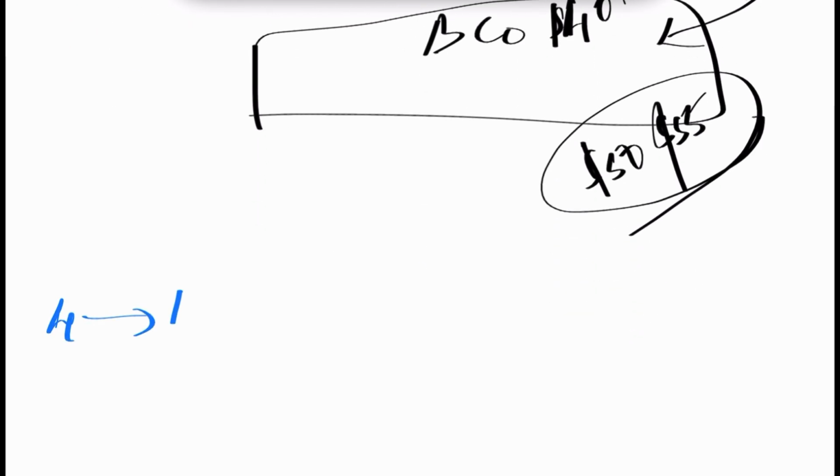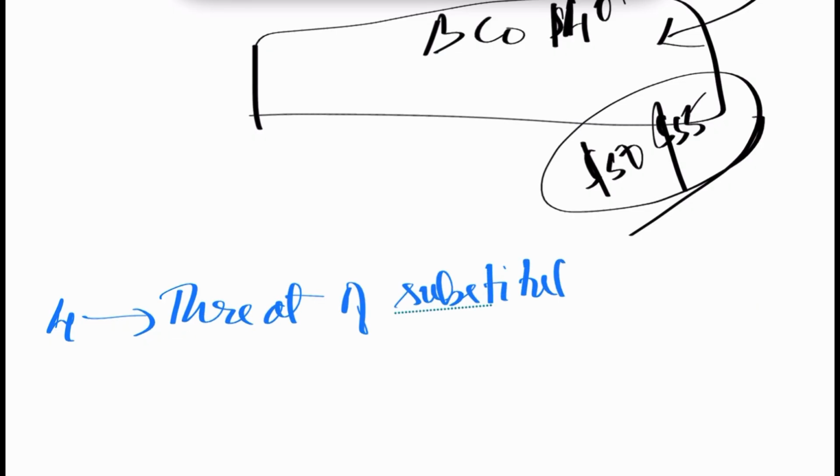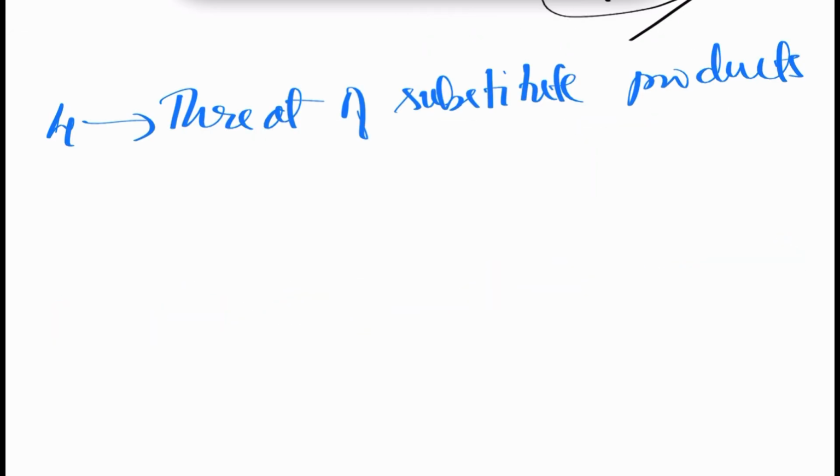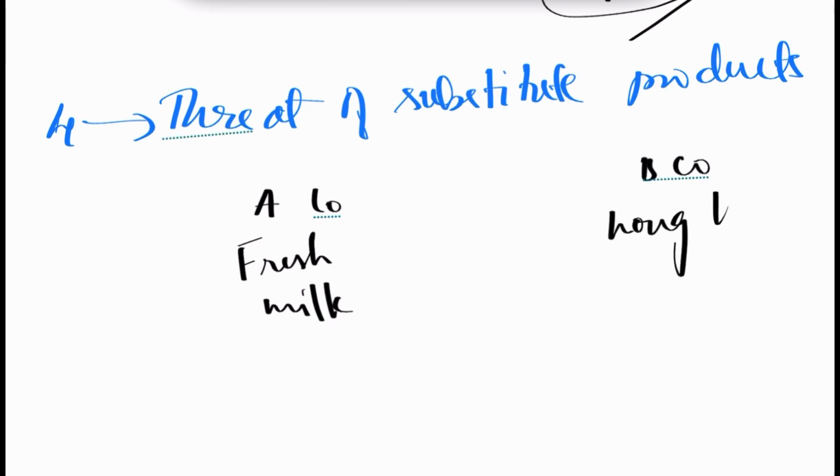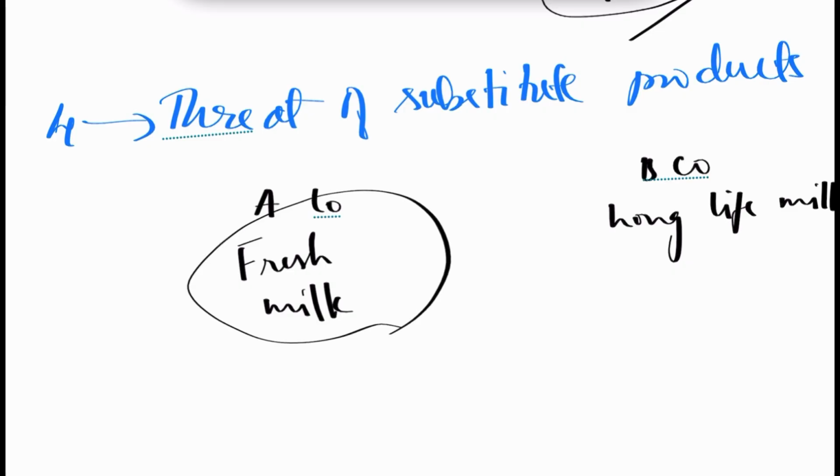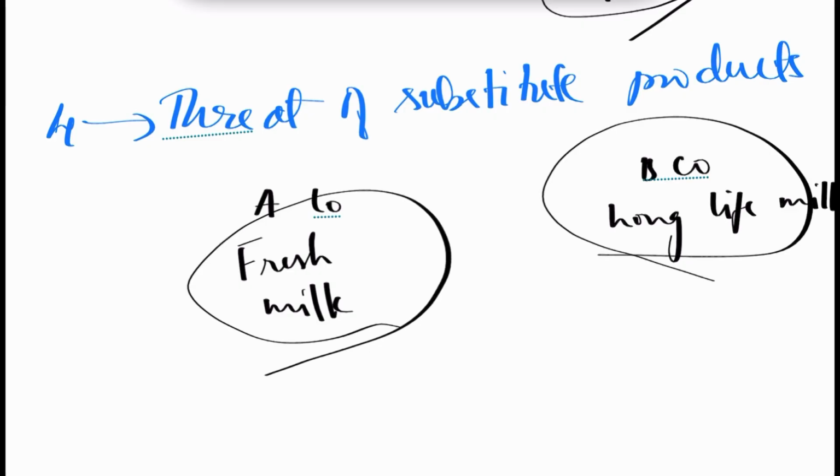Fourth one, threat of substitute products. I will explain this with the help of an example so that you will understand better. A company is selling fresh milk, and B company is selling long life milk, that is pasteurized milk and all. So for A company, B company is providing a substitute product, so there is a threat for A company.